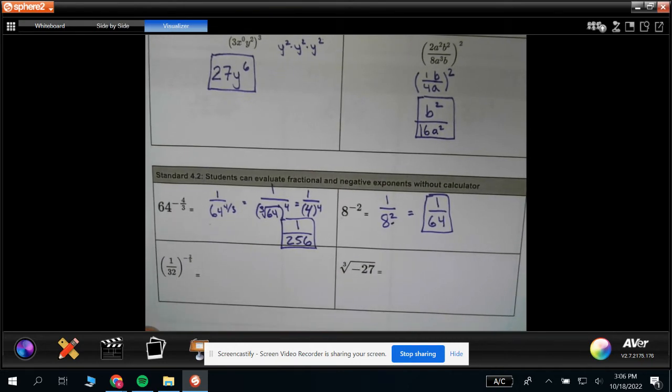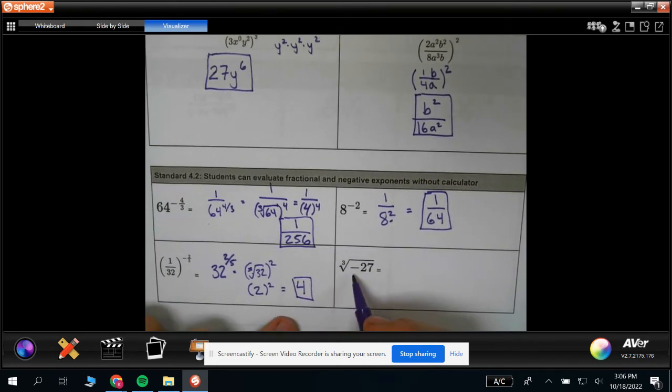1/32 to the negative 2/5 power. First step, let's take care of that negative, so it becomes 32 to the 2/5 power. That's the same as the 5th root of 32 squared. The bottom number, the denominator in our fractional exponent, becomes the root, the 5th root. The top number becomes our exponent. The 5th root of 32 is 2, and 2 squared is 4.